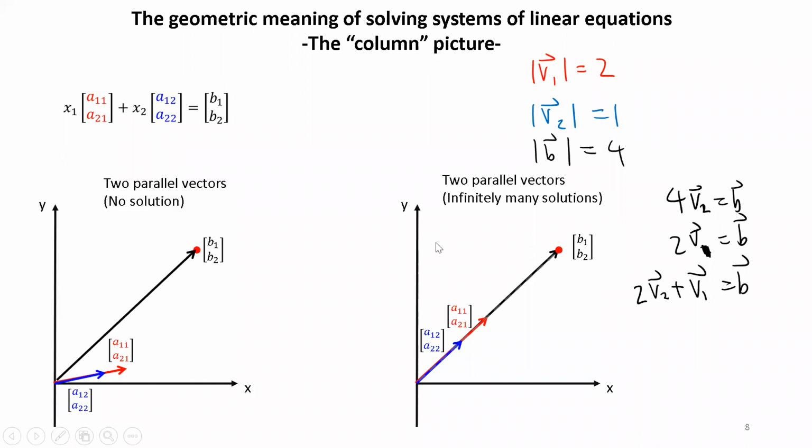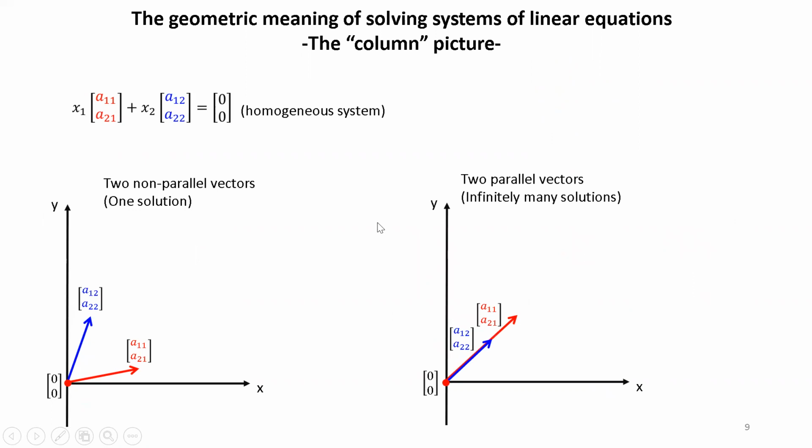So what is the common feature in these two cases? It is that the two vectors, the red and blue, are parallel to each other. In other words, they are linearly dependent. Linearly dependent gives you either no solution or infinitely many solutions.